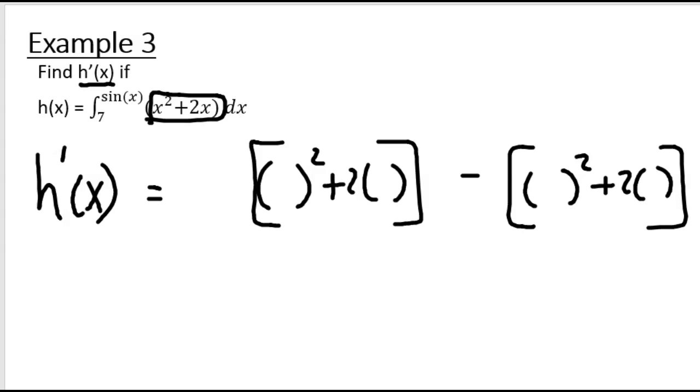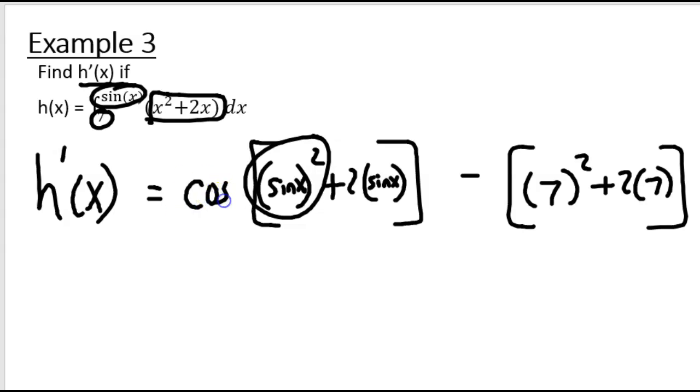Because in the first set, we're going to plug in sine x. And in the second set, we're going to plug in 7. All right. Now, we also need to multiply by the derivatives of the insides. Okay, so here we go. For this one, we have to take the derivative of the inside there, so that's going to be cosine x, right? Derivative of sine is cosine x.